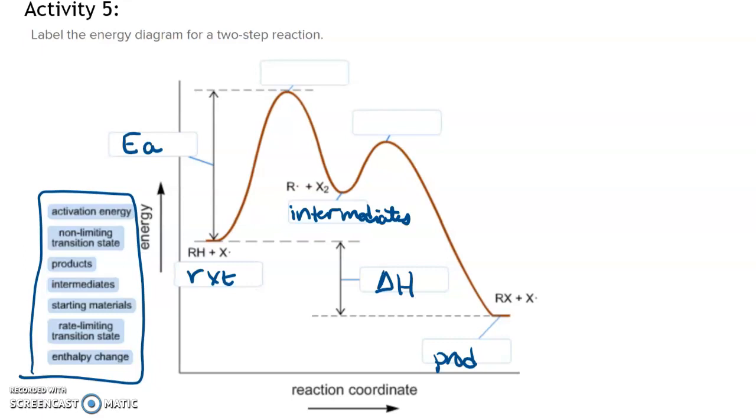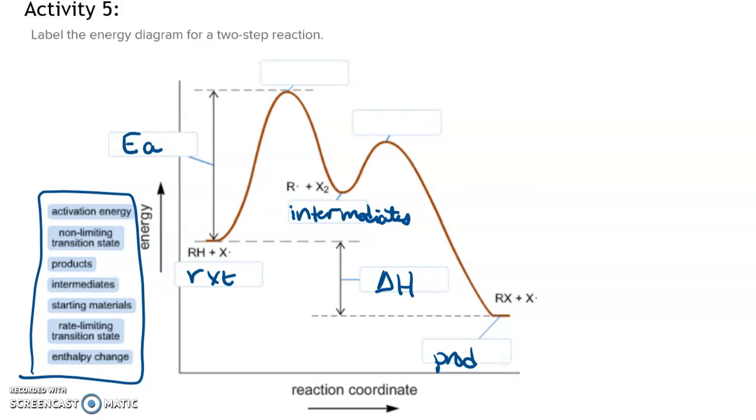So hopefully you got at least this far with labeling the different portions of the graph. So essentially what you're looking at is that this is a two-step reaction. So this over here, this first peak is representing reaction 1. This second peak is representing reaction 2. And so these are our intermediates that are formed in between the two steps.